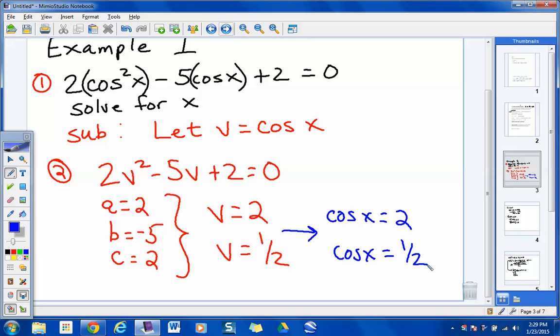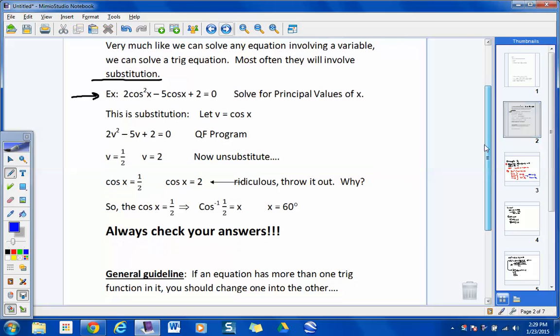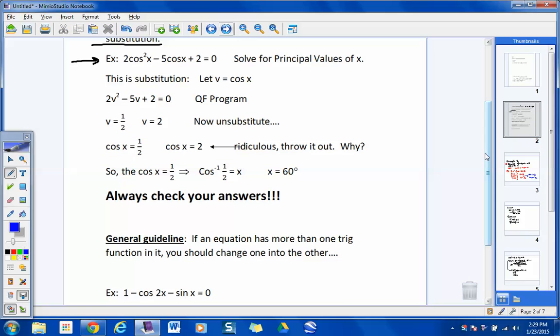So I think back here in the notes, we've gotten to where cosine of x can be 1/2 or it can be 2. What's this say right here? It's ridiculous. And why are you throwing it out? Doesn't fit. Not even on the unit circle. So it says the cosine of x can equal what value here, guys? 1/2, right?